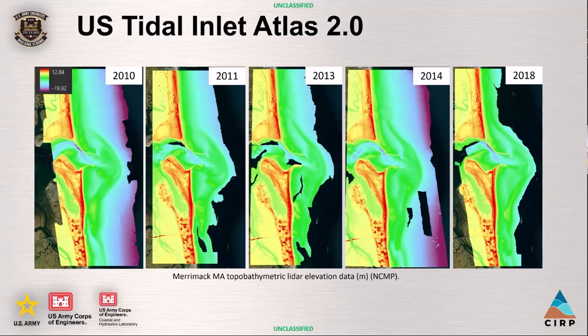So just a really quick overview of the data that's going into the Atlas. We're taking topobathymetric LiDAR data from the National Coastal Mapping Program, and if necessary, supplementing it with district hydrographic data, and then doing some processing, QA/QC, basically ending up with a time stack of high-resolution bathymetry for the inlet.